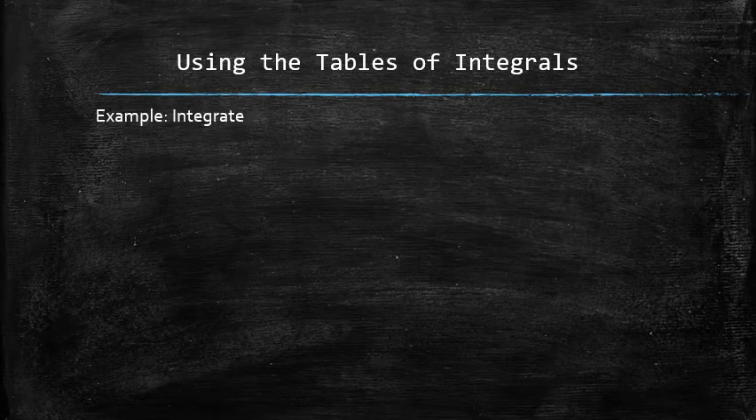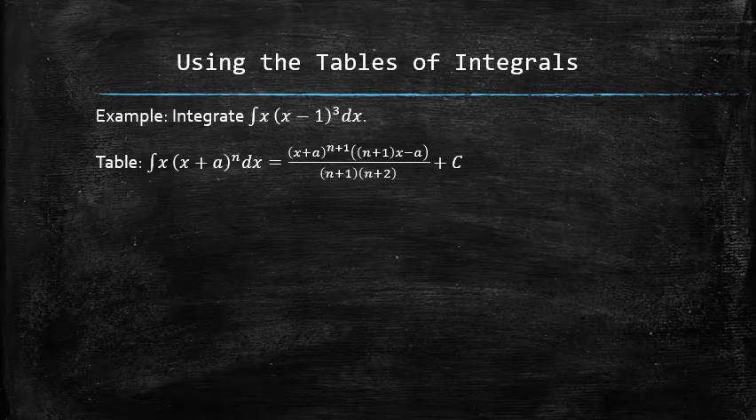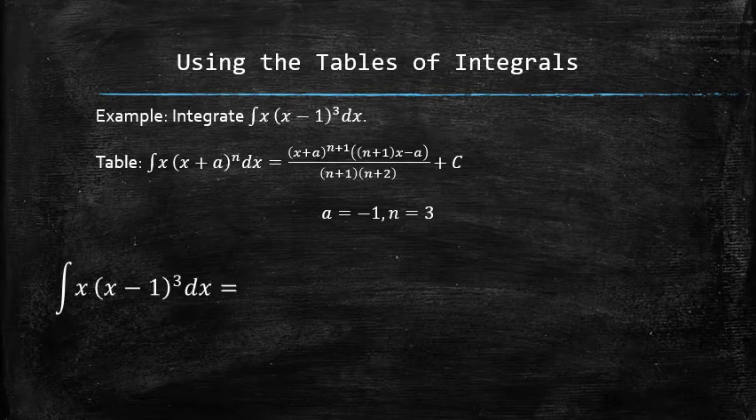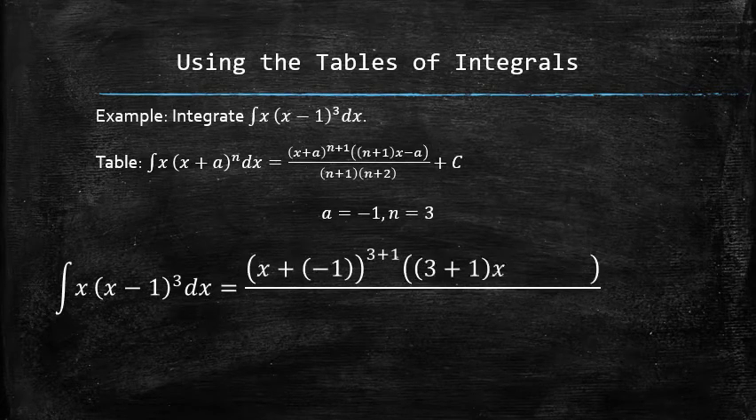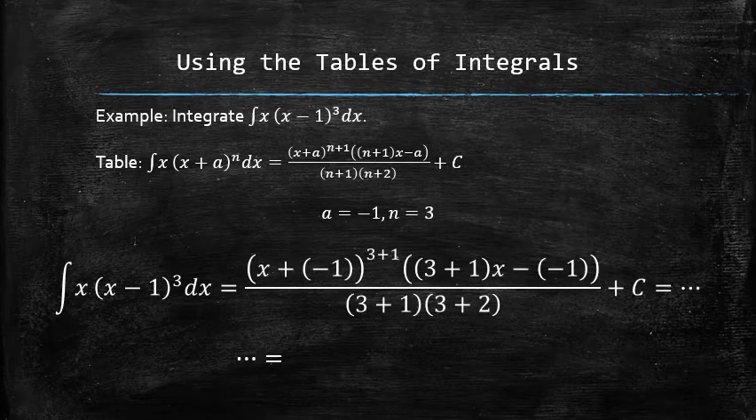Let's do another example. In the table of integrals, we find the formula for integrating such a function. By analyzing the template, we determine the values of the parameters and plug them into the formula to produce the general antiderivative and simplify it.